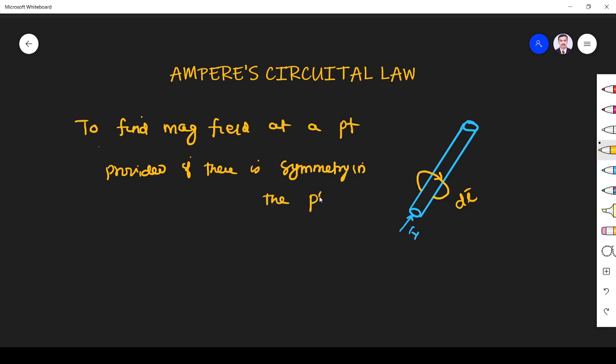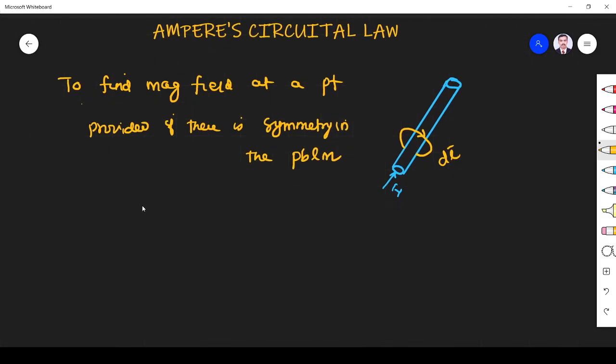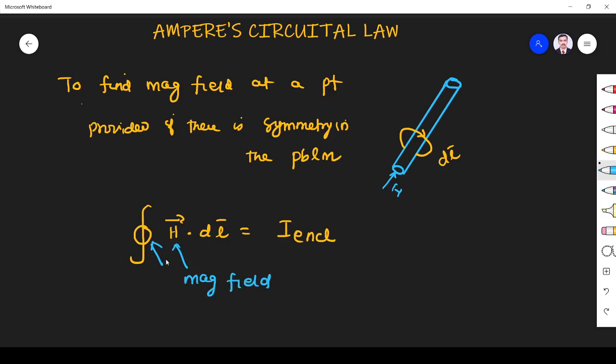So let us see the statement of the Ampere Circuital Law. Ampere Circuital Law states that the circulation of a magnetic field around a closed path is equal to the current enclosed by that path. I can write the statement in equation form: H dot dl is the magnetic field circulation over a closed path. Here B is equal to mu H, we know.